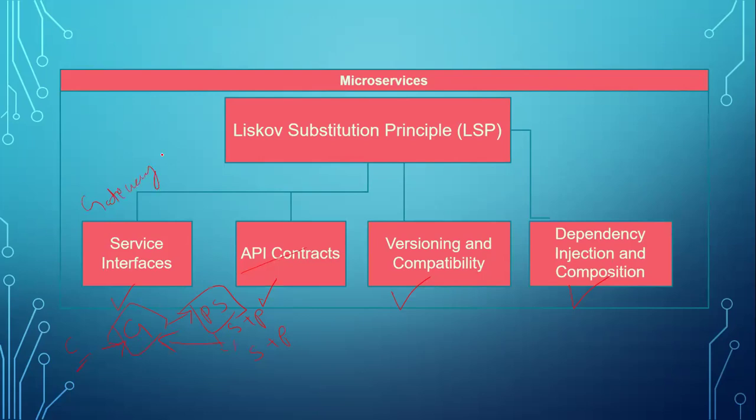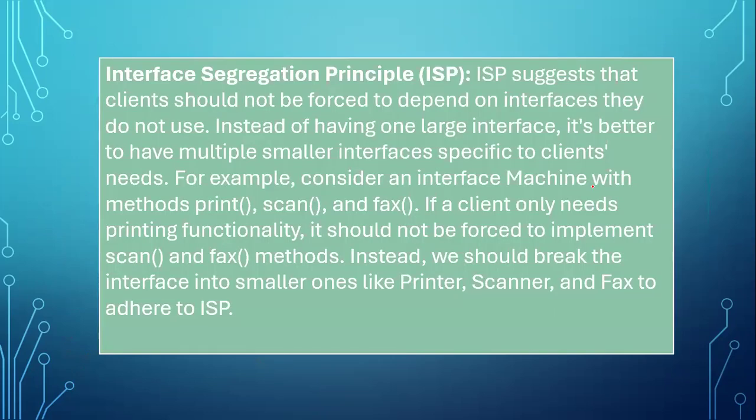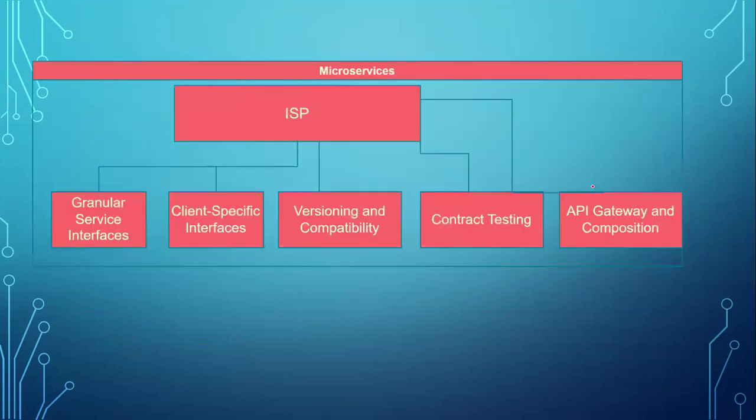API contracts: you should not modify APIs, use versioning v1, v2, v3. Create any number of versions, and give back old version compatibility also. Dependency injection and composition, of course, you know about it, right? Dependency injection, how we can achieve it: in Spring, we have this concept of dependency injection. Now, interface segregation, and the other principle is dependency inversion.